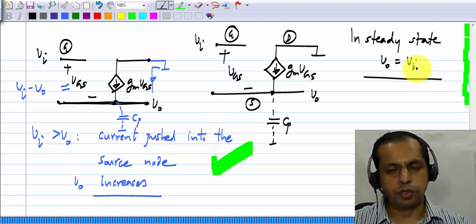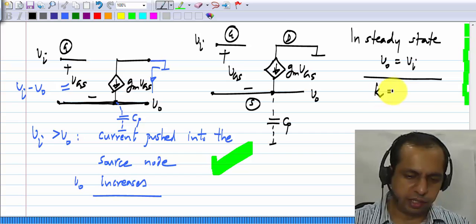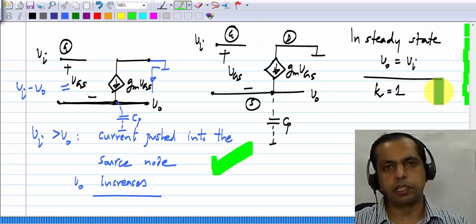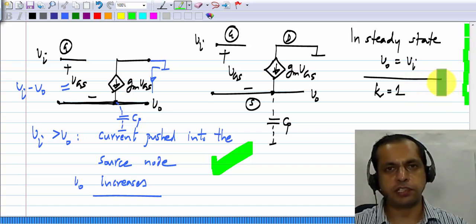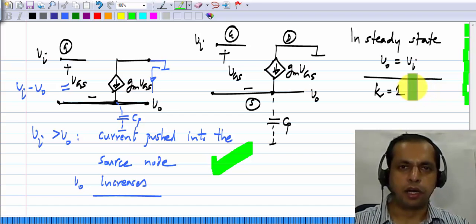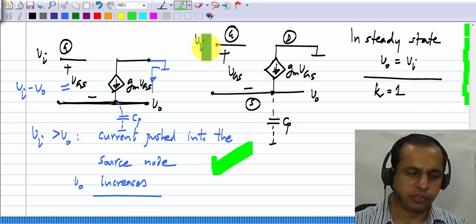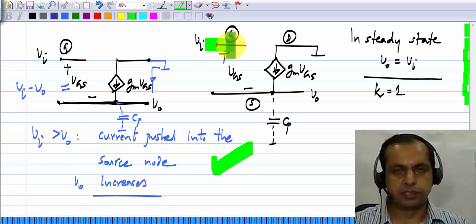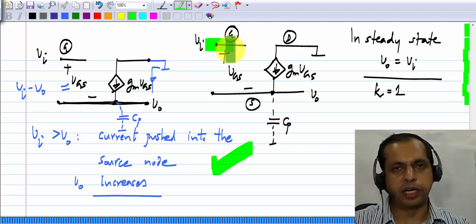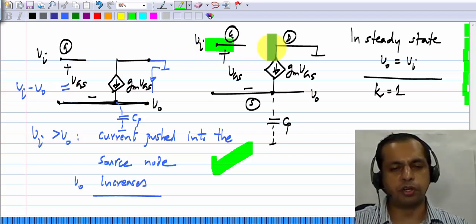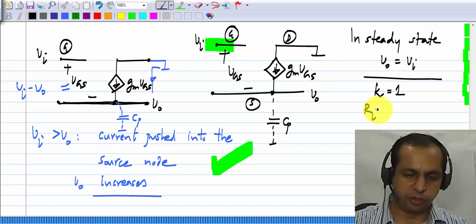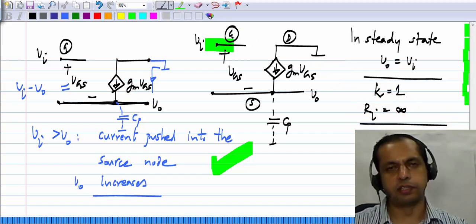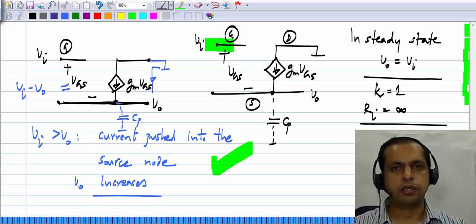Because V naught equals Vi, this has a gain K equals 1, and you can see whether it has desirable qualities of a voltage controlled voltage source. That is, the input resistance is infinity and output resistance is 0 and so on. At least one part of it, the input resistance, it's very easy to see. The input is connected to the gate. The gate current is 0, so the input doesn't draw any current at all. So at least it must be clear from this picture that the input resistance is infinite. So that part is satisfied. The other part, the output resistance, we will analyze in the forthcoming lessons.